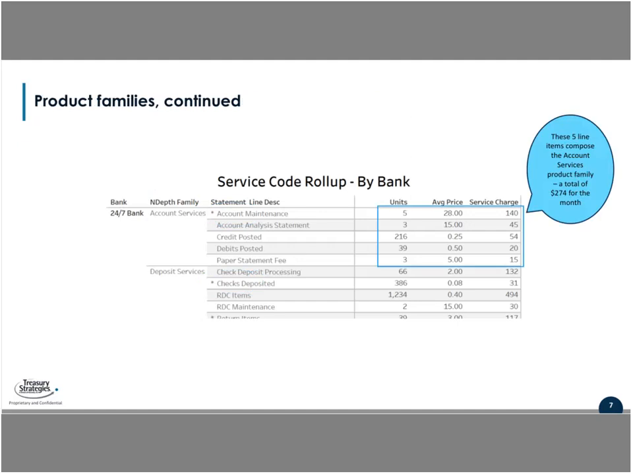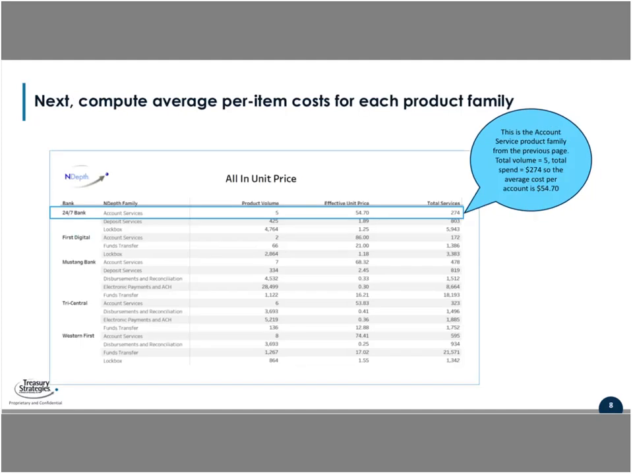Here's the same information just for the account services product family. The next thing we do is think about the aggregate expense that's being incurred for that product family. So for 24/7 bank, you have these 5 line items that constitute the account services product family. They total $274 for the month. So across that product family at that bank, you have a total spend of $274. You had your volume counter of 5 accounts. So your average effective unit price is $54.70.